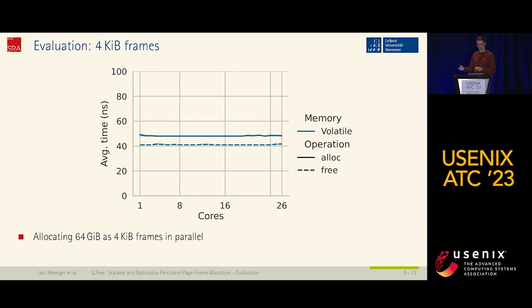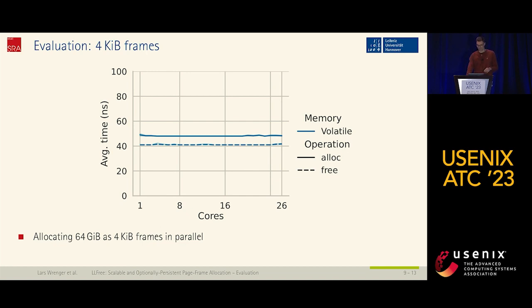Here in this benchmark, we allocated a lot of 4 KB pages in parallel. And here we measured the raw performance of the allocator without any of the memory management around it. And we see here the LLFree allocator scales very well. It has consistent allocation times independent from the number of cores that are allocating in parallel at around 50 nanoseconds for allocations and 40 nanoseconds for frees.